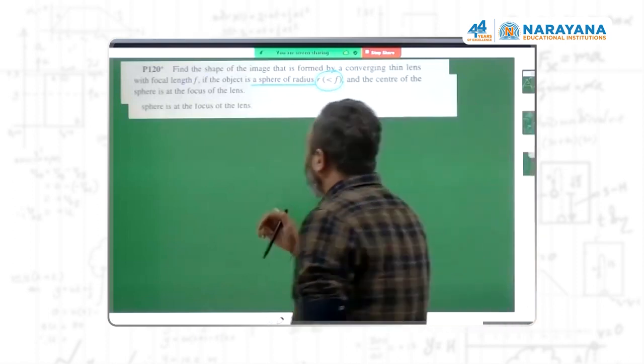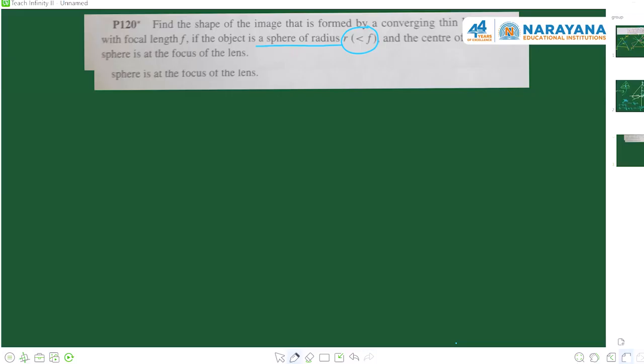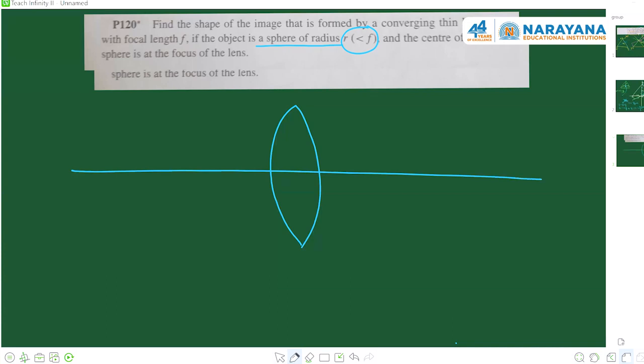So basically, if this is my converging lens, and I have an object in the form of a hollow sphere, and the distance here is given as f, and it has a radius r, and r is less than f, that's fine.